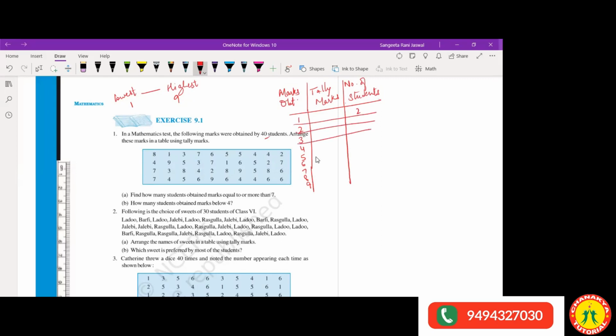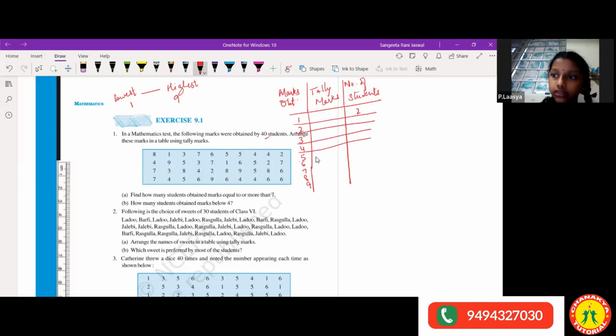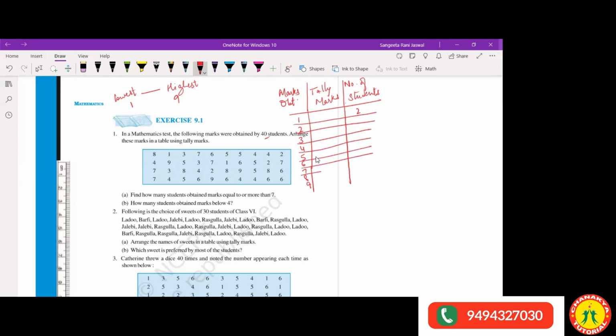Are you making this table in your notebook? Yes, ma'am, we are doing. I will be checking your notebooks, okay? You will be asked to show your notebooks. So please make. So this is 2.